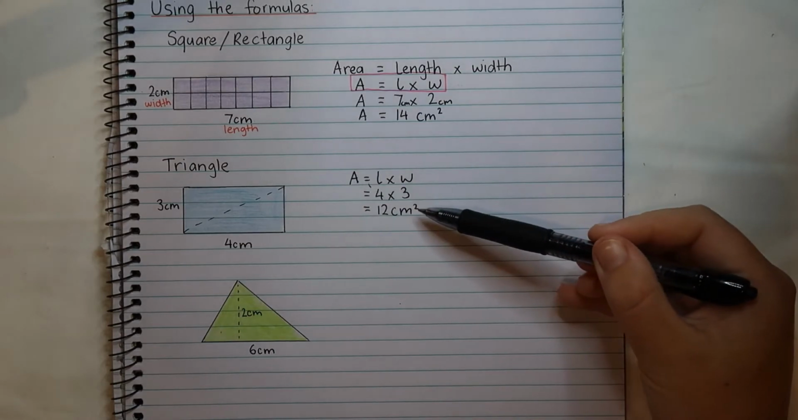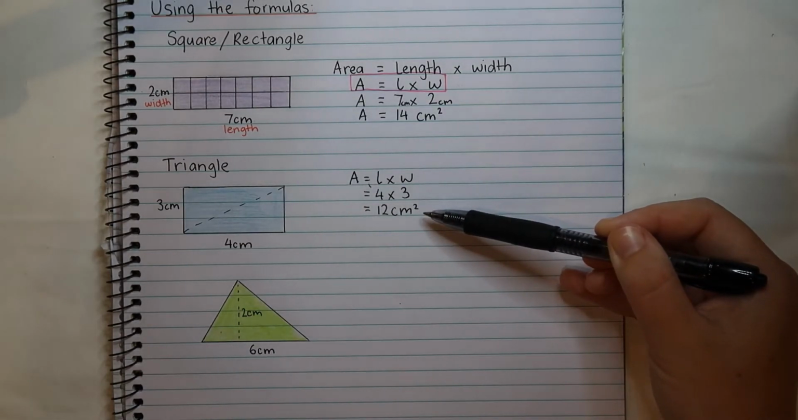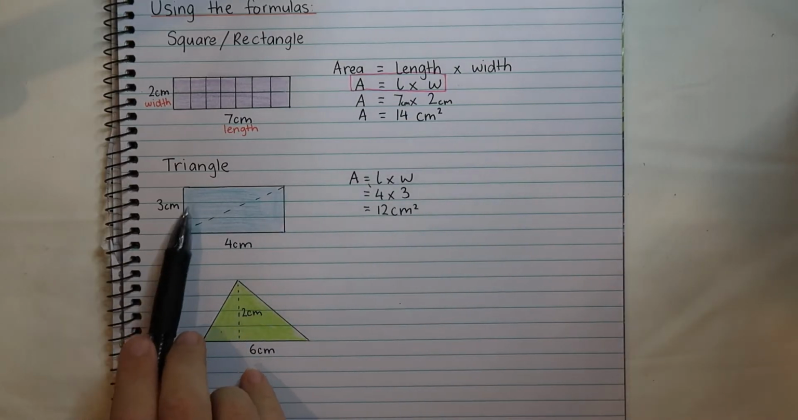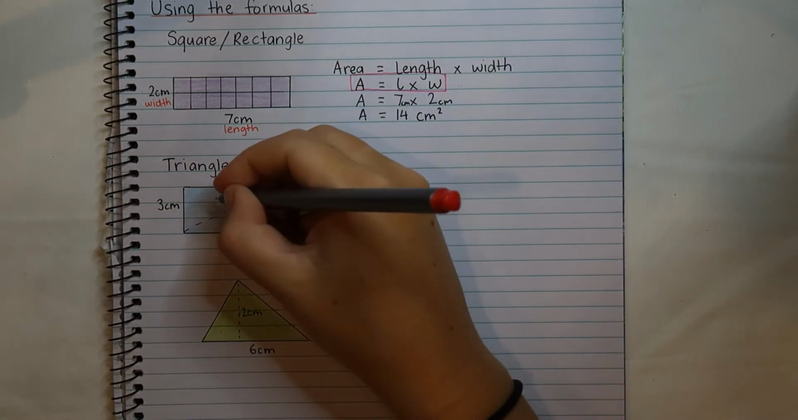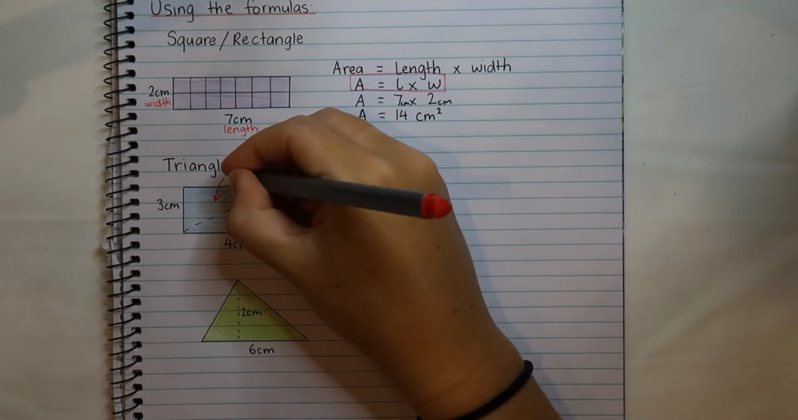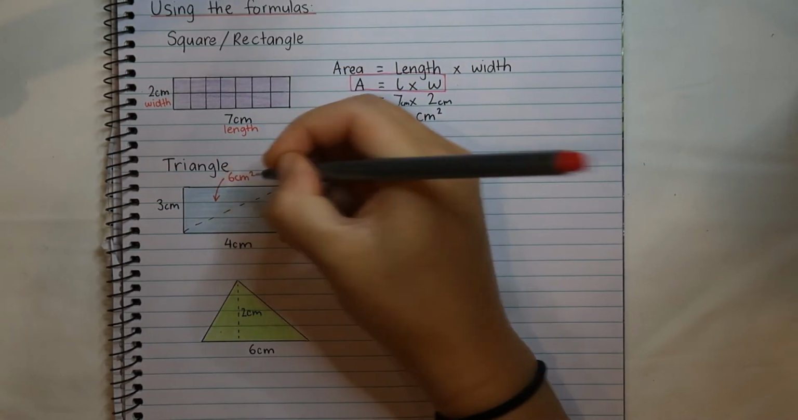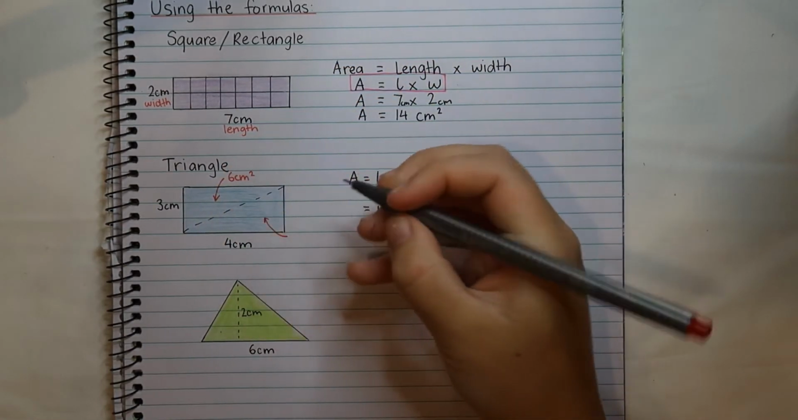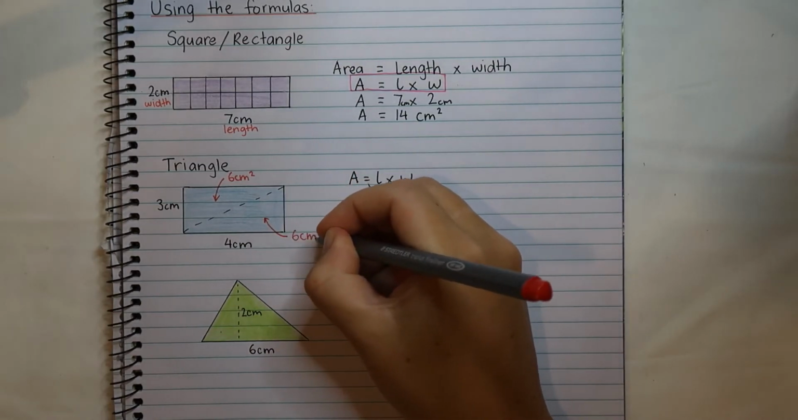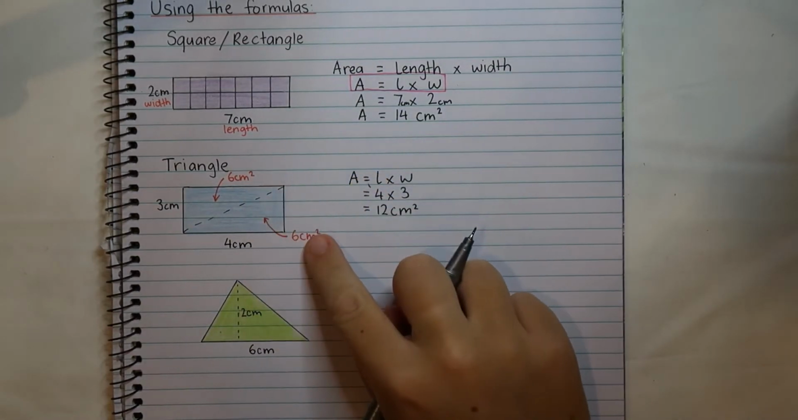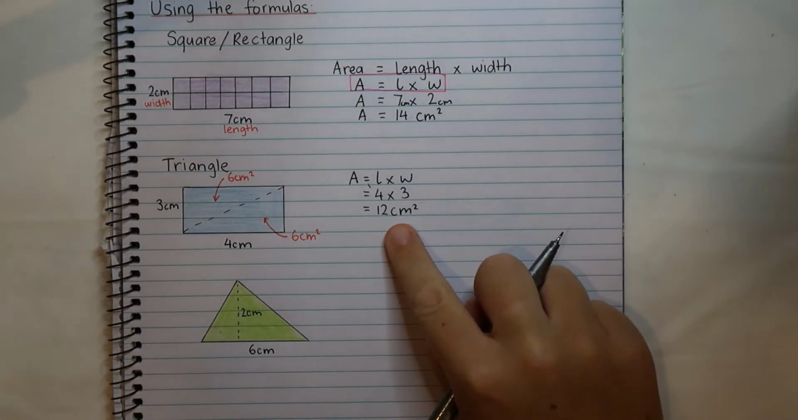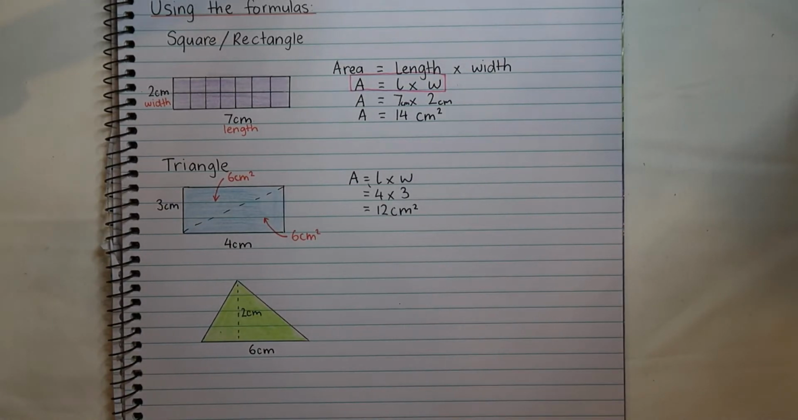So we just calculated that the area of the rectangle is 12 centimeters squared. So the area of this triangle up here must be 6 centimeters squared, and the area of this triangle must be 6 centimeters squared, because 6 plus 6 would give us the total of our rectangle's area. So the formula for area of a triangle should be half of the rectangle.